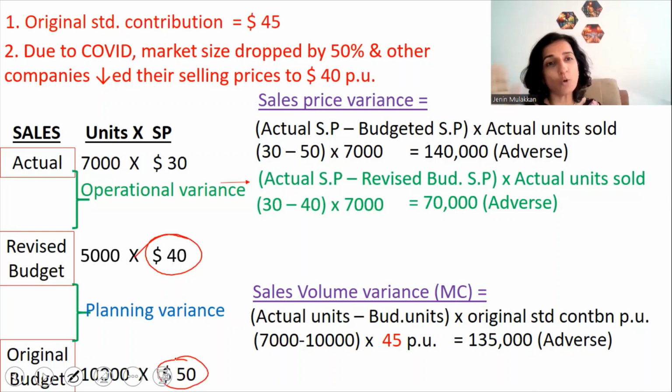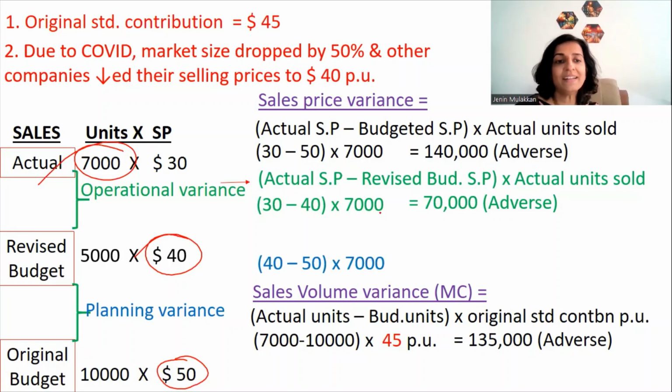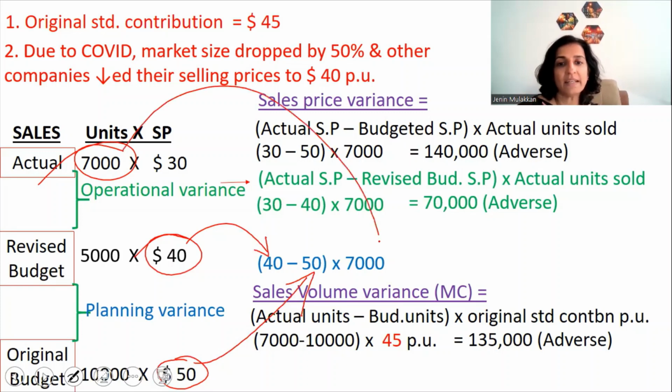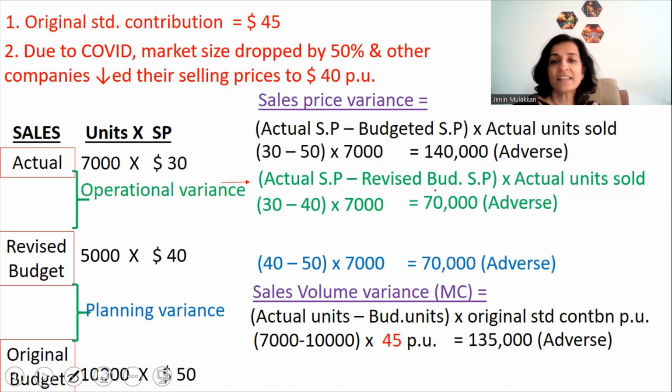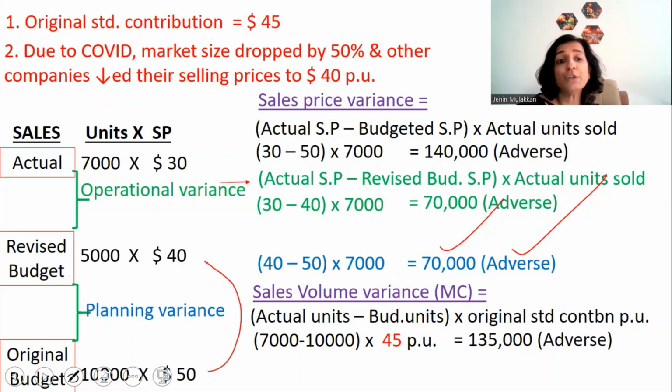And I said always outside the bracket, it is actual units sold. So let's write the answer. It's $40 minus $50. That's the difference in selling price multiplied by the actual units sold. So the answer is $70,000 adverse. And why is it an adverse variance? Because we were forced to reduce the selling price due to COVID. So we are suffering a loss on that account.